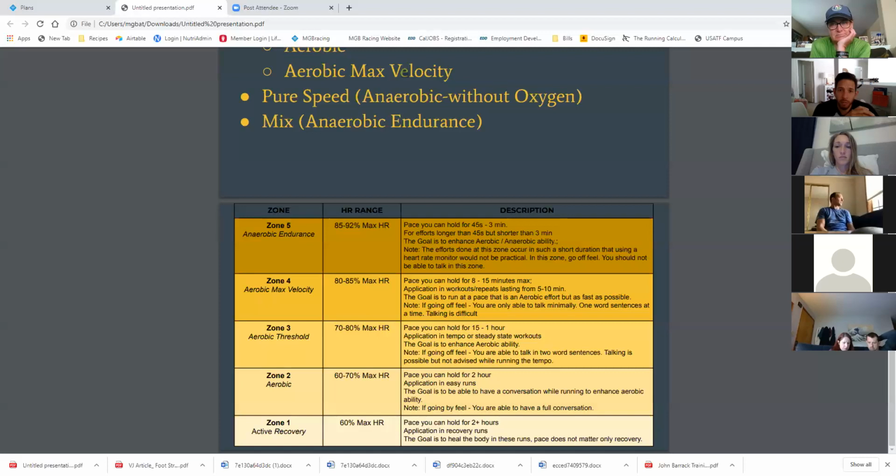With OCR, it's a little different because of the starting and stopping, and the variations in paces. It's actually more important to work on the mix zone than the aerobic threshold, because we're constantly going hard and then stopping and then doing something else that's very much anaerobic, and then going back into it. So the mix is the most important zone for OCR athletes.